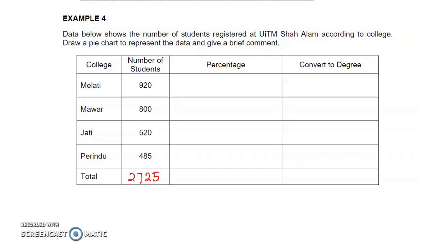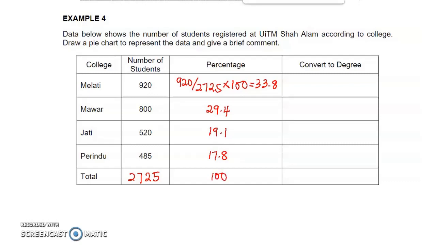Okay, percentage. So how to calculate percentage here? 920 divided by total 2725 times 100. So this one you will get 33.8%. The same step for Mawar, if you calculate, you get 29.4%. Jati 19.1 and lastly 17.8%. If you total up, it should be 100%. If you get slightly more than 100%, it's okay, because of rounding problem.